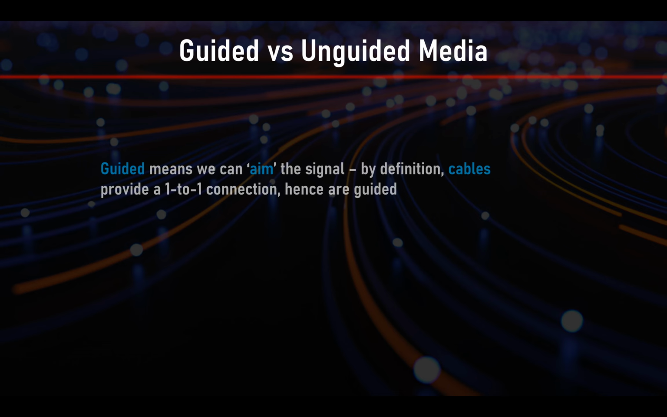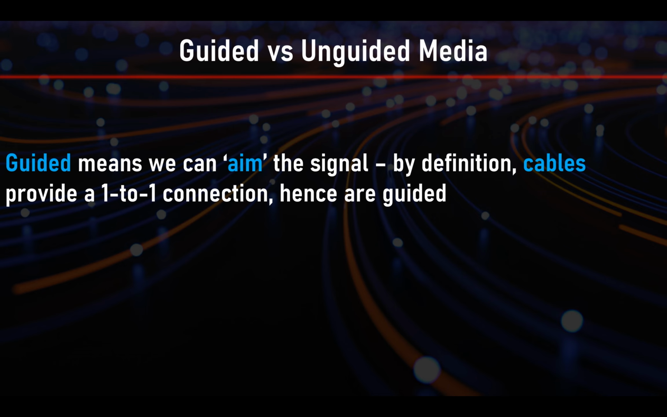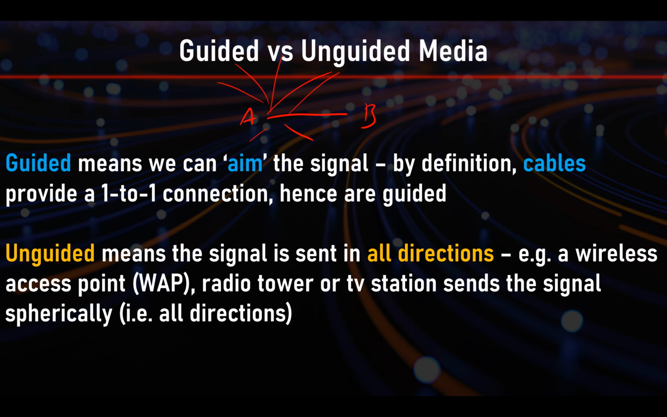All right, the next thing is guided versus unguided media. Guided basically means we can kind of aim the signal, and I've put that in quotes. By definition, a cable is going to provide a one-to-one connection, hence guided, because if we have A and B, with a cable we're just getting a direct connection between A and B. The signal is not going out in all directions like this. So that's going to be quite good in many cases.